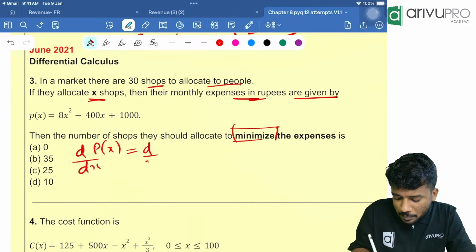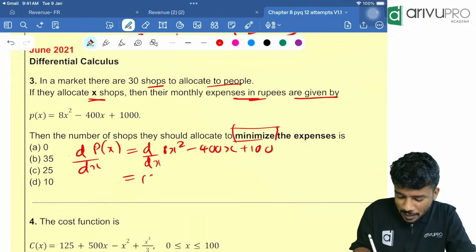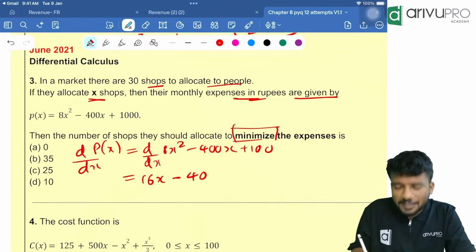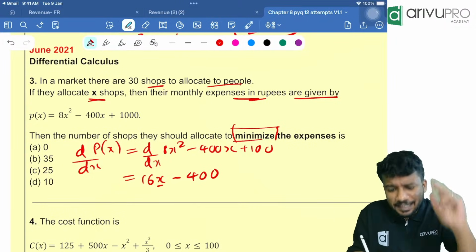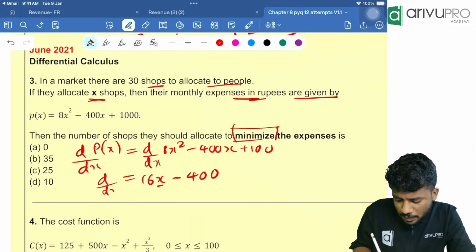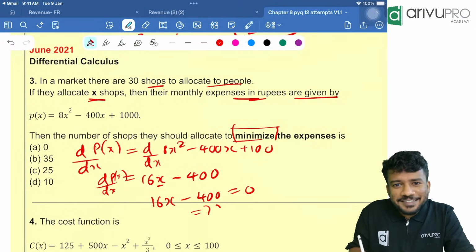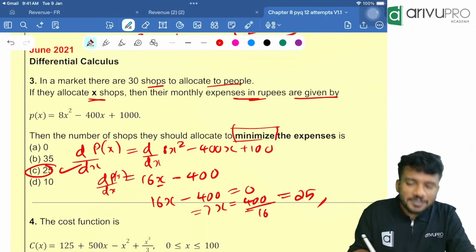That is nothing but d by dx of 8x square minus 400x plus 1000. From that, derivative of 8x square is how much? 2x into 8 is 16x minus 400. Now since the power of x is 1, you can directly equate it to 0. 16x minus 400 is equal to 0. From that, x is equal to what? 400 divided by 16, which is nothing but what? 25. Option C is your answer.